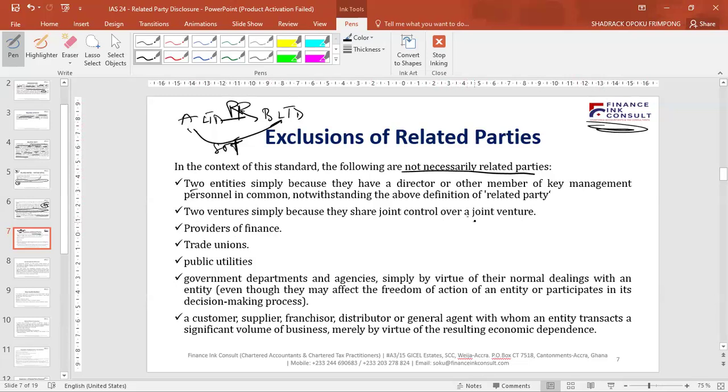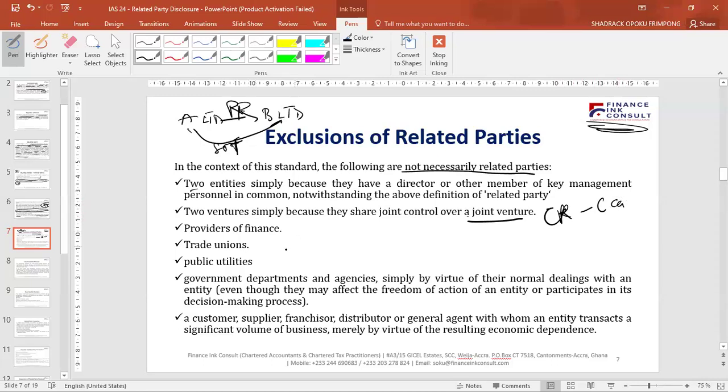over a joint venture. Joint venture, FR, joint venture. I think that will also be CR, and that is where you also do the consolidated cash flow. Cash flow, there is a consolidation aspect of it, but that's also outside FR.